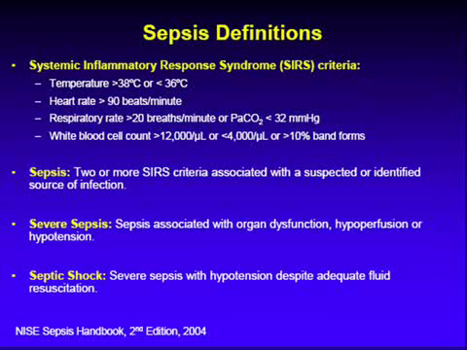If treated inadequately, sepsis may progress rapidly to severe sepsis, which includes organ dysfunction. Dysfunctional organs can be the lungs, liver, kidneys, as well as the heart, hypoperfusion, and hypotension as well. A subset of severe sepsis is septic shock, which is severe sepsis with hypotension despite adequate fluid resuscitation.